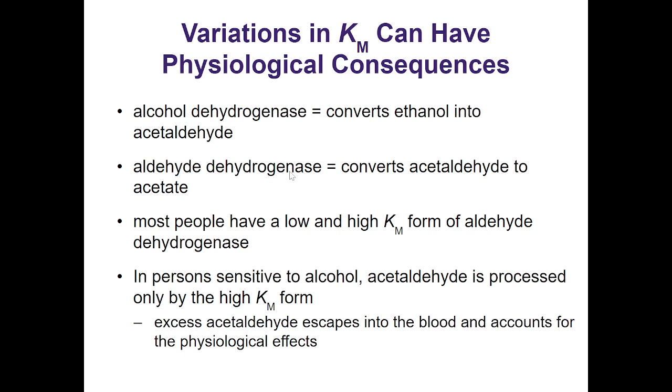Okay, so the aldehyde dehydrogenase converts the acetaldehyde to acetate. Most people have a low and high Km form of aldehyde dehydrogenase. In persons that are sensitive to alcohol, the acetaldehyde is processed only by the high Km form. And so what you get is excess acetaldehyde will escape into the blood. And this is actually what creates all those physiological effects where you get the hangovers and everything else. Okay, this is what creates the damage from a night of drinking, right?